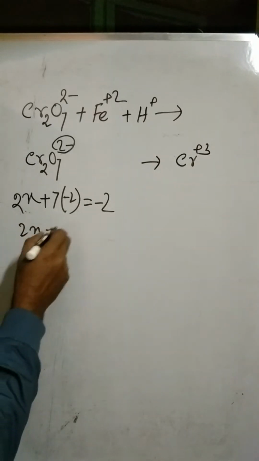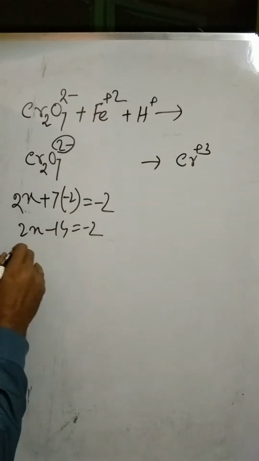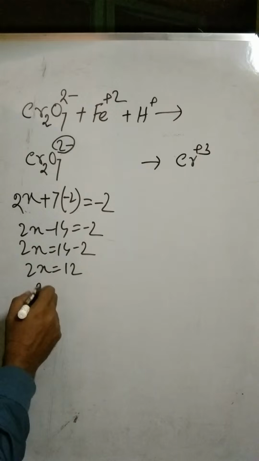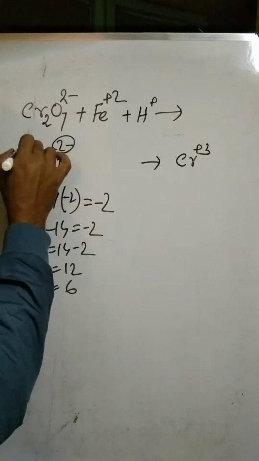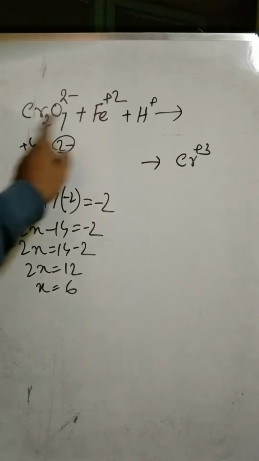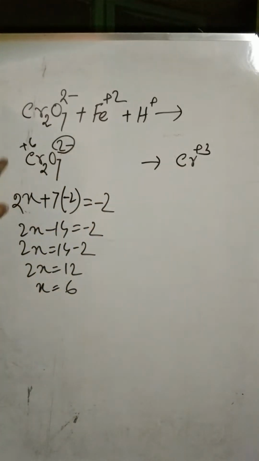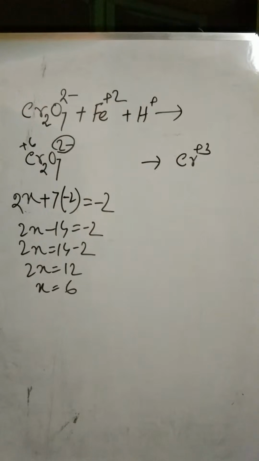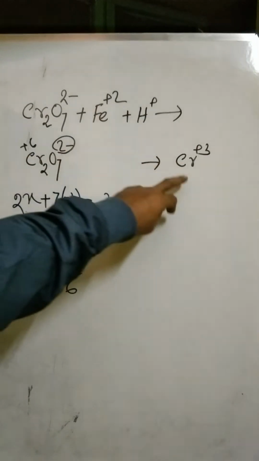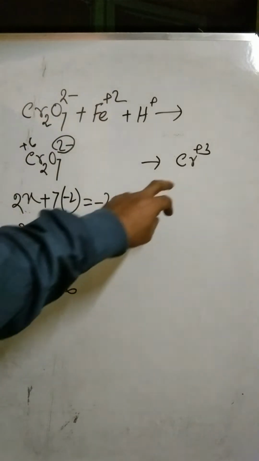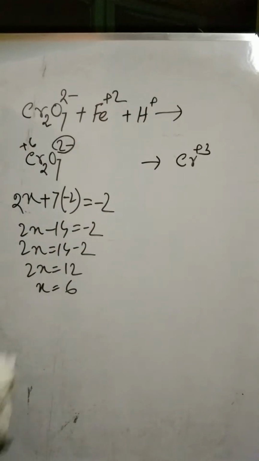So 2x minus 14 equals minus 2, 2x equals 14 minus 2, or 2x equals 12, or x equals 6. So the oxidation state of chromium is plus 6. For each chromium, plus 6 oxidation state is associated. Now chromium converts into chromium plus 3. From chromium plus 6 to plus 3, the oxidation number is decreased by accepting electrons. So the process is reduction. So dichromate in acid medium gets reduced into chromium plus 3 ion, and you all need to know that.